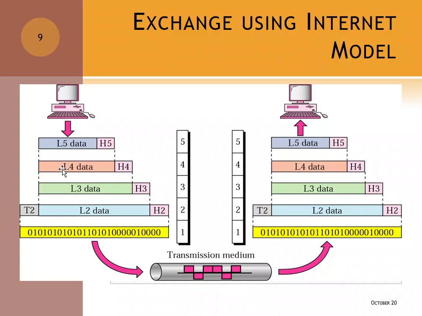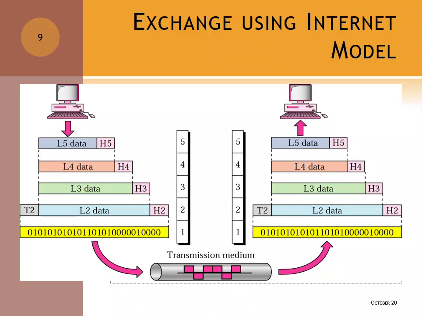Then, layer 4 data will be added with header 4. And then, will be sent down to layer 3. Then at layer 3, header will be added again. The data at layer 3 combined with the header at layer 3 will be sent to layer 2. At layer 2 we have header 2 and then trailer 2. So as you can see here, every layer will add its own information to the original data.